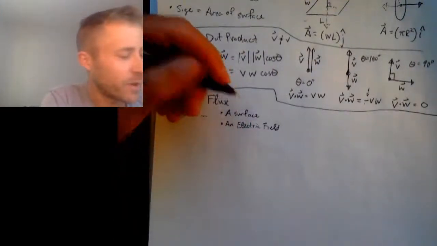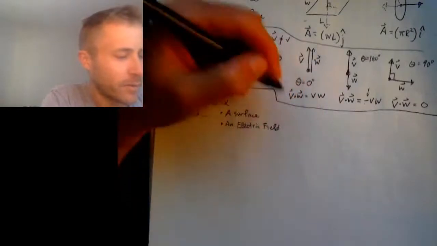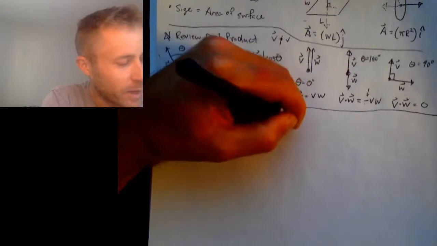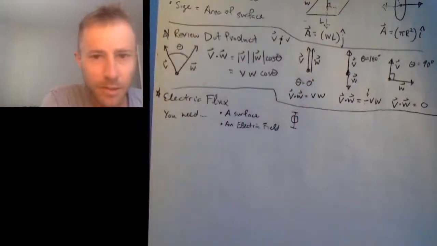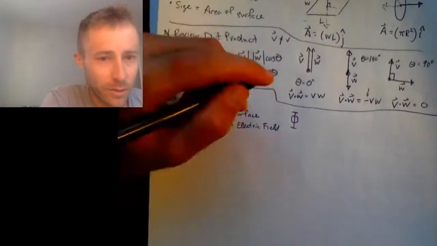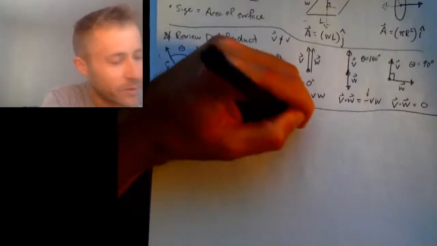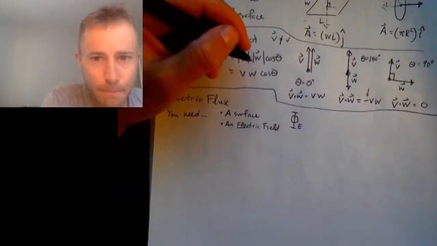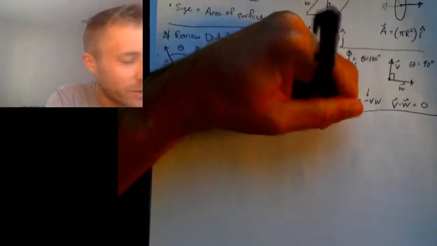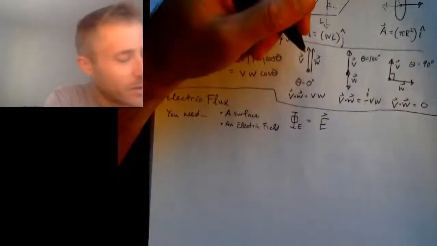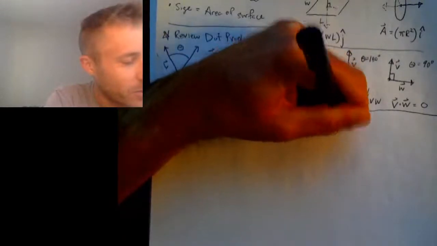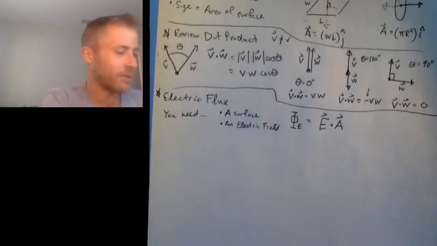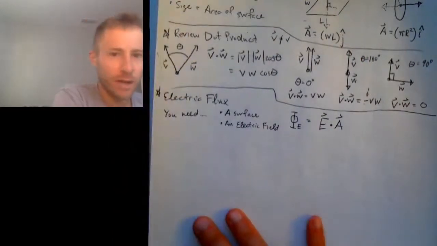And so the flux, fluxes are typically denoted by a capital Greek letter phi, and because it's the flux of the electric field, it is phi sub E for electric field, and it is equal to the electric field on the surface dot product with the area vector. Okay, so here's the picture you want to have in your mind.